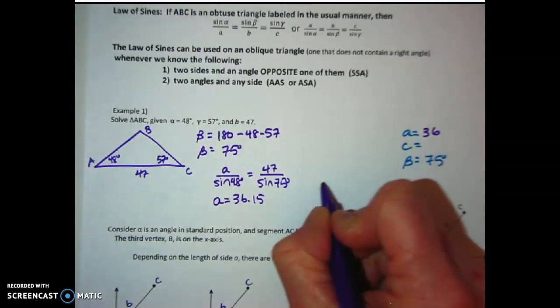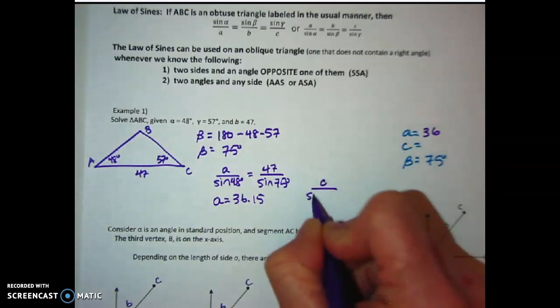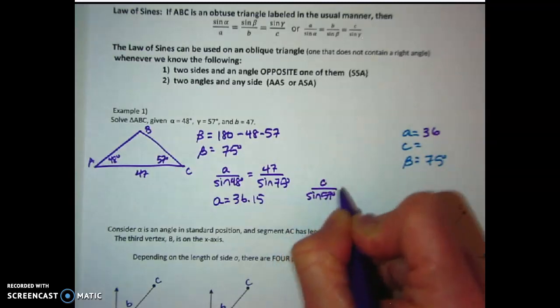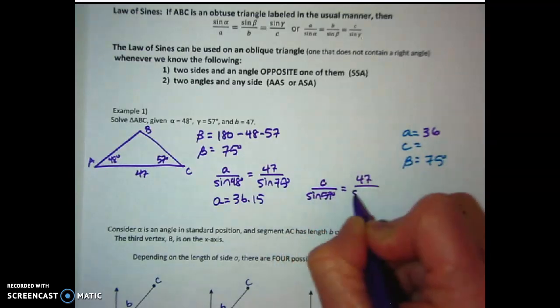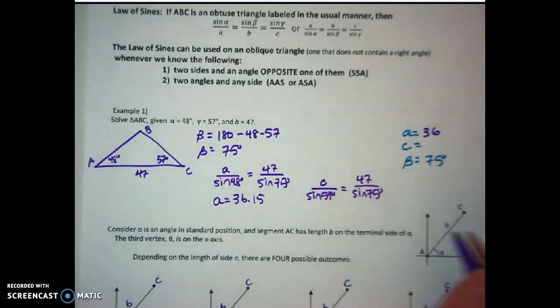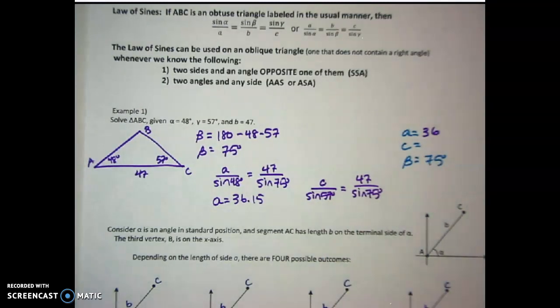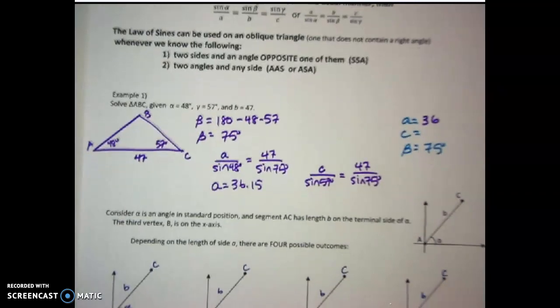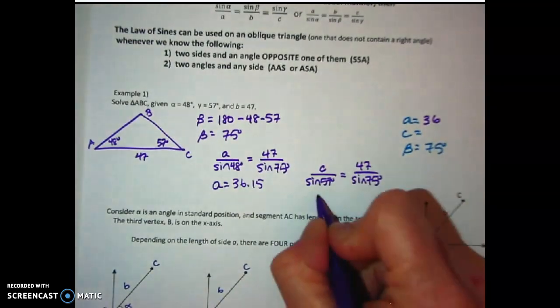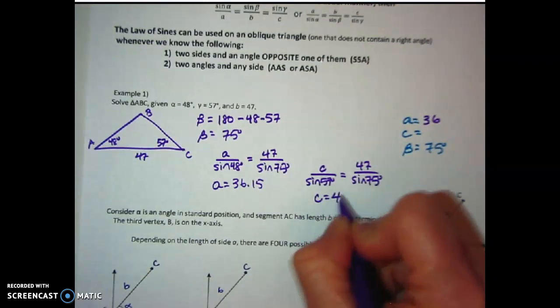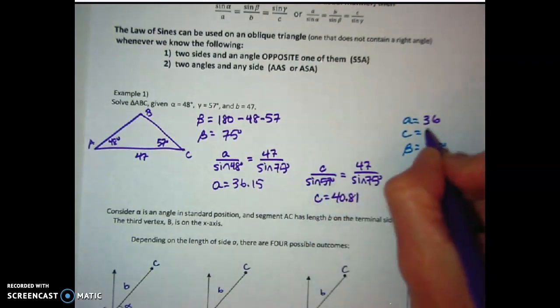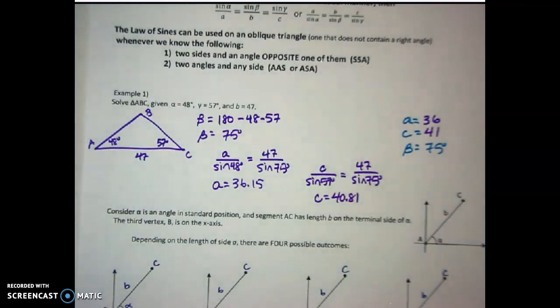We're going to do the same thing for side C. So C over the sine of 57 degrees equals 47 over the sine of 75 degrees. As I stated earlier in a previous chapter, when possible, use information that's given in the problem rather than information that you are calculating. When we put this into our handy-dandy calculator, we find that C is 40.81. So rounded correctly, we would say that side length C is 41. Also, when you're doing these, make sure that your calculator is in the correct mode. If it's been in radian mode, to solve these problems you need to put it in degree mode.